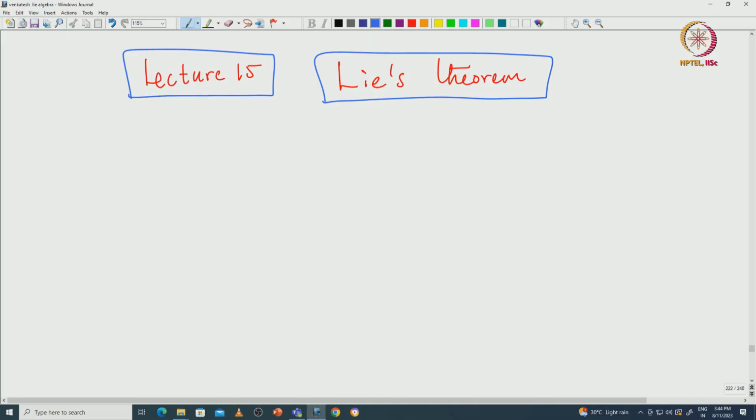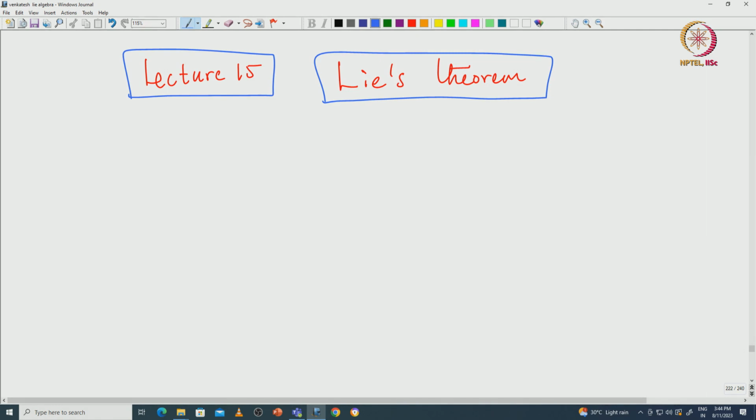Welcome back everyone. In this lecture I will prove Lie's theorem and then we will see some of the consequences of Lie's theorem. So, in the last lecture we saw Engel's theorem. Engel's theorem provided a structure result about the nilpotent Lie algebras. Very similar to that, Lie's theorem will provide some structural results about solvable Lie algebras.